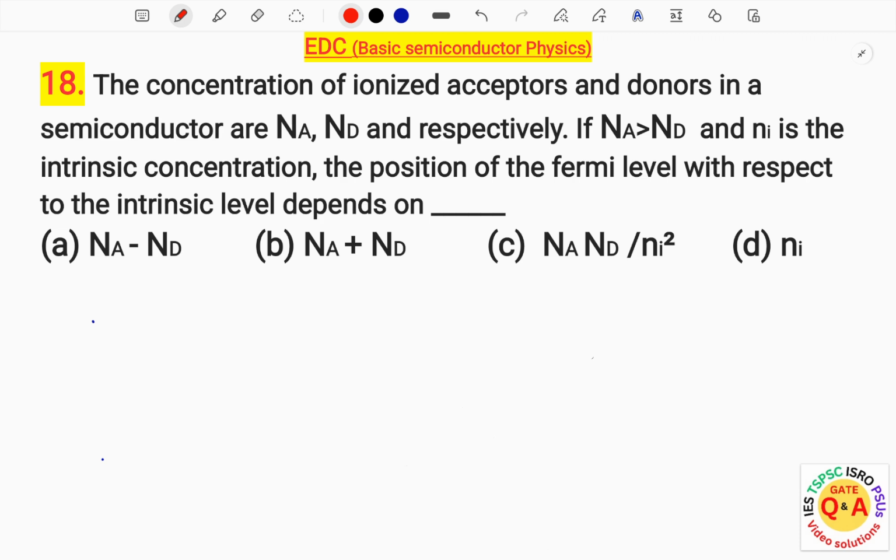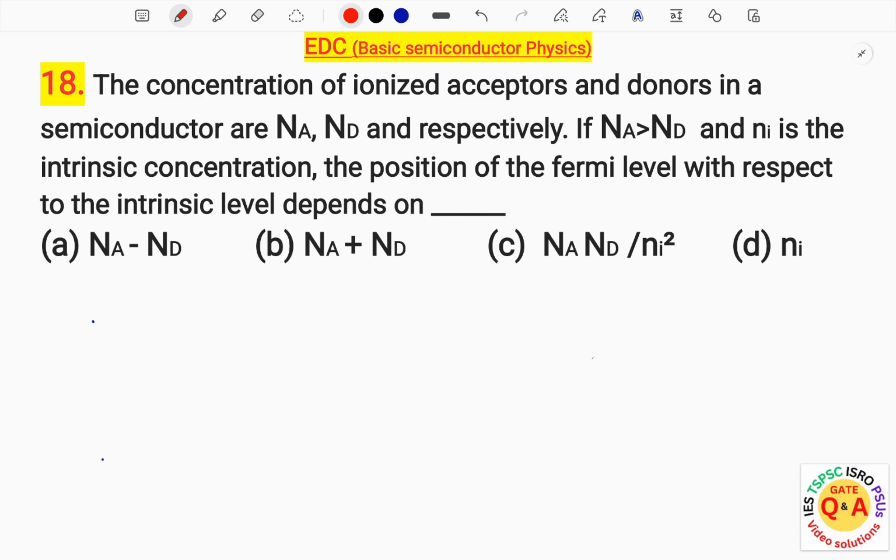which quantity of the following: either Na minus Nd, or Na plus Nd, or Ni, or Na times Nd by Ni square. So we will see the first.